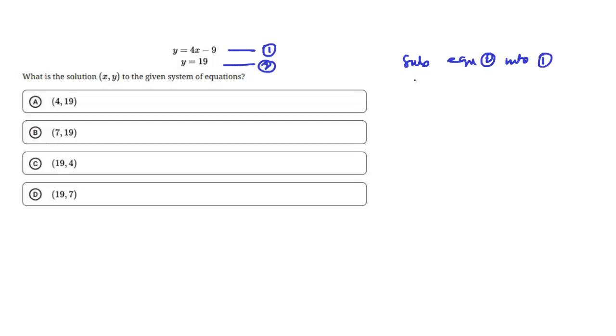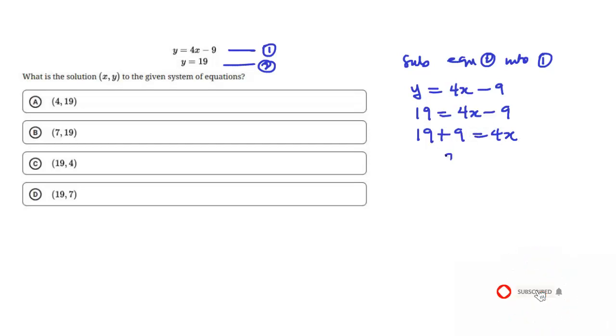So if I put it in equation 1, wherever I have y in equation 1, I will replace it with 19. So equation 1, we have y is equal to 4x minus 9. So if I substitute equation 2 in that equation 1, that will be 19 is equal to 4x minus 9. So 19, if you bring minus 9 here, it will become plus 9 is equal to 4x. And 19 plus 9 will give us 28. 28 is equal to 4x.